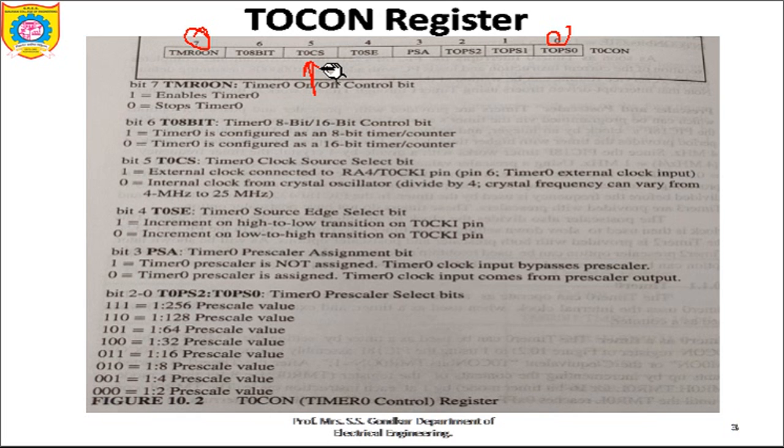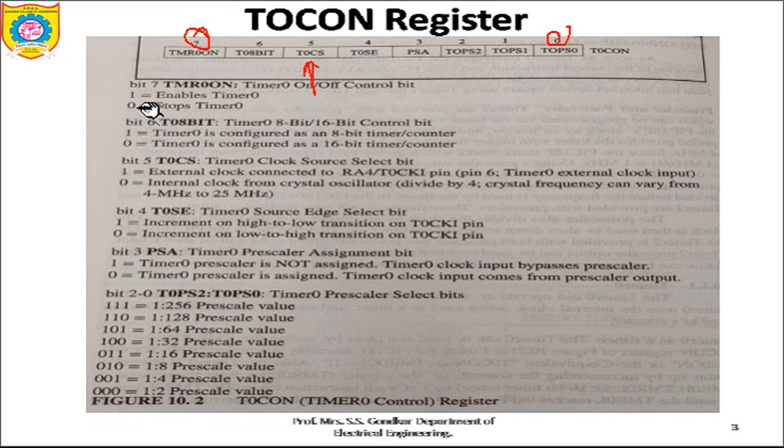We know that the timer 0 can be used either as a counter or a timer. If you want to configure it as a counter, you have to set this bit, which means we have to make it 1. This will enable the PIC 18F458 to use an external clock. We also know that whenever there is an external clock, the device will be used as a counter, and if it is an internal clock, obviously it will be used as a timer. You should know the individual bits' functions.